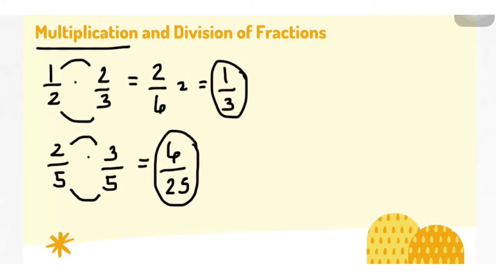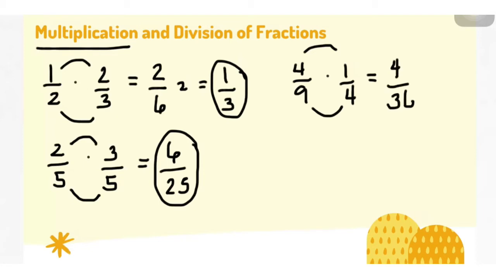Okay, another example. We have 4 over 9 times 1 over 4. Okay, so multiply ang numerator, multiply din ang denominator. 4 times 1 is 4. 9 times 4 is 36. Okay, sa tingin nyo, may lowest term pa ito? Yes. So, pwede tayong mag-divide ng 4 sa kanilang dalawa. So, 4 divided by 4 will give you 1. 36 divided by 4 will give you 9.